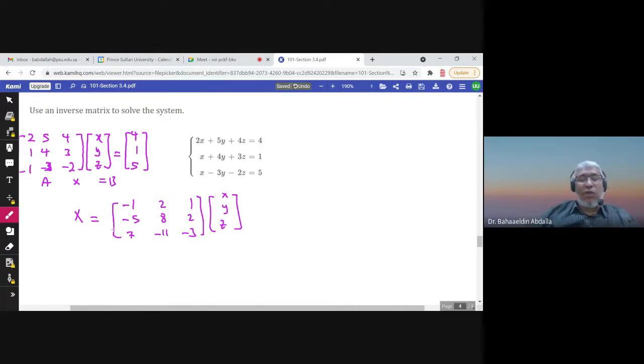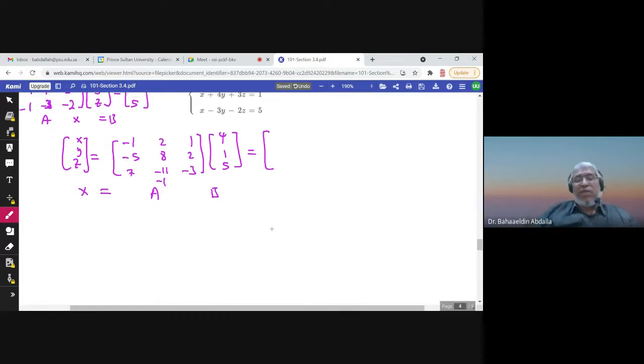X would be A inverse times B. X is xyz. So this is xyz. This is x. And here I have B, which is 4, 1, and 5. This is 3 by 3 multiplied by 3 by 1. You get 3 by 1.